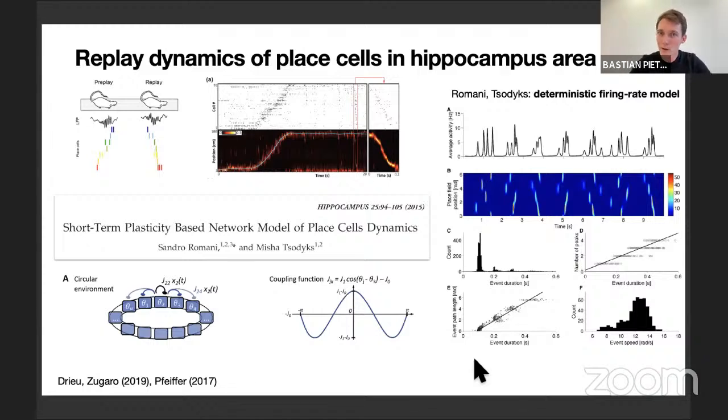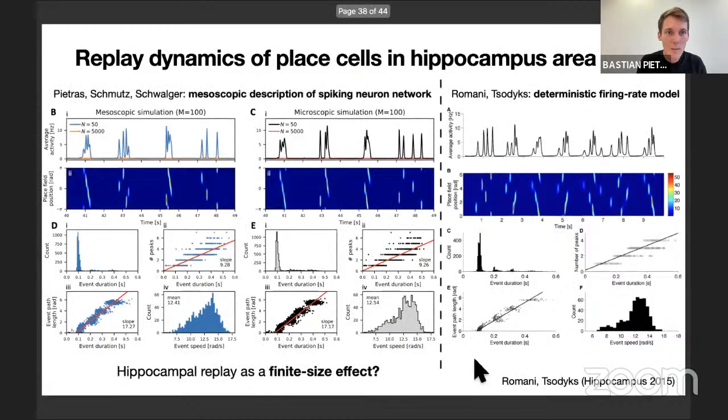So instead of using Romani and Tsodyks' deterministic firing rate model, we used our mesoscopic description. So in the middle, we have our macroscopic simulation, on the left, the mesoscopic simulation. We also see these kinds of bursts. So there's a good fit between mesoscopic and microscopic simulations. It also fits Romani and Tsodyks' results. An important difference, however, is that in our case, it's a pure finite size effect.